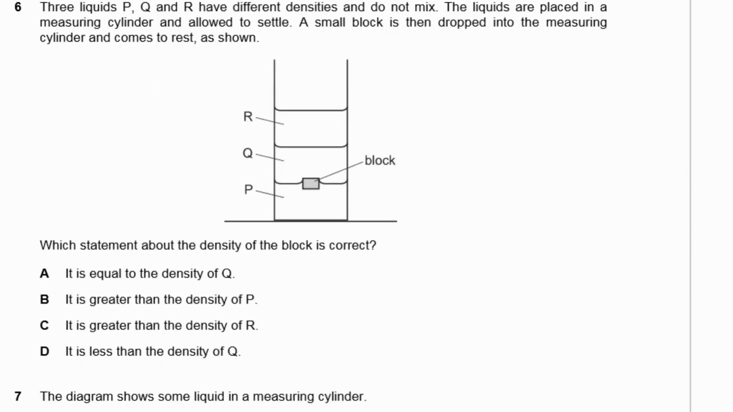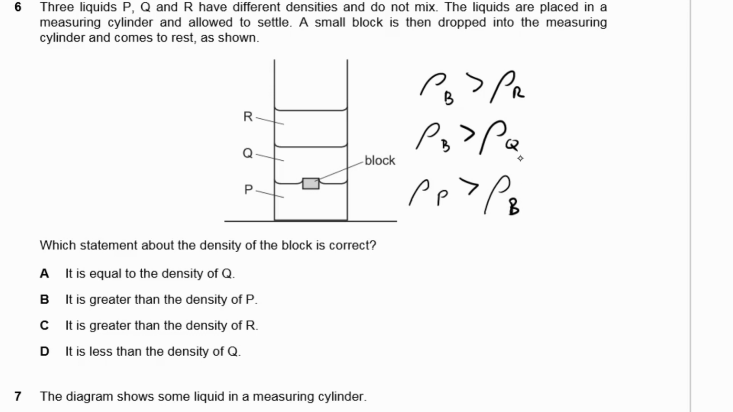Question number 6. 3 liquids P, Q and R have different densities and do not mix. The liquids are placed in a measuring cylinder and are allowed to settle. A small block is then dropped into the measuring cylinder and comes to rest as shown. And it's going to ask us about the density of the block. Okay, so let's just do a quick comparison here. If the block sinks through the liquids, then it must have a higher density. So the density of the block is bigger than the density of R. The density of the block is also bigger than the density of Q, and the density of P is bigger than the density of the block.